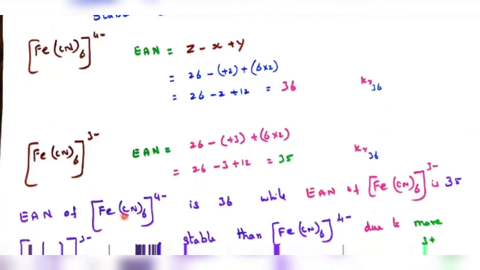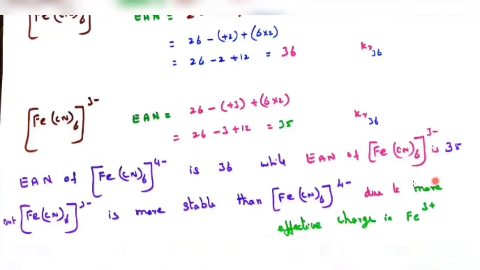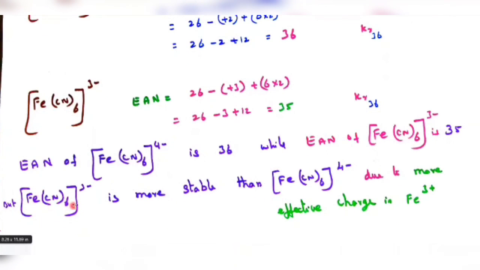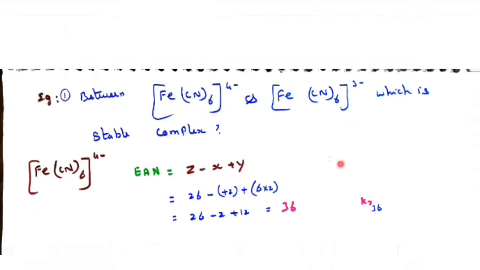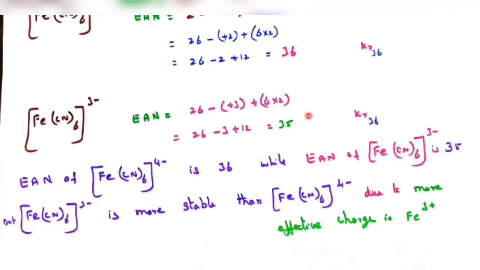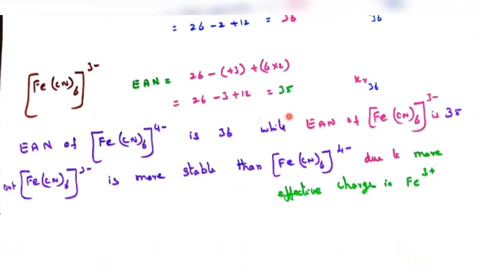So the EAN value of [Fe(CN)6]4- is 36, while the EAN value of [Fe(CN)6]3- is 35. But [Fe(CN)6]3- is more stable than [Fe(CN)6]4- due to the more effective nuclear charge in Fe3+. So here it is Fe3+, here Fe2+ and here Fe3+. So Fe3+ is more stable than Fe2+.